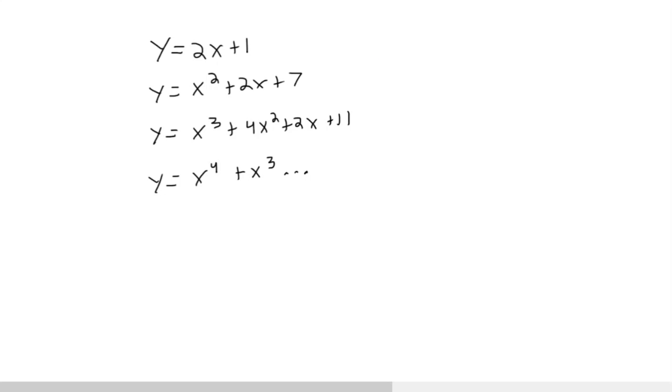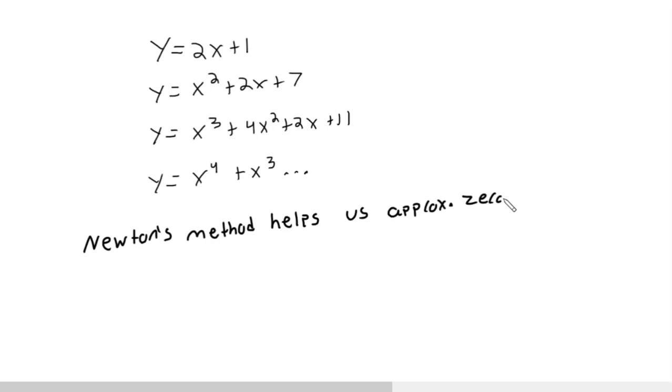So Newton's method helps us basically just find the zeros or approximate them of higher degree functions. And that's really the basic idea of it.